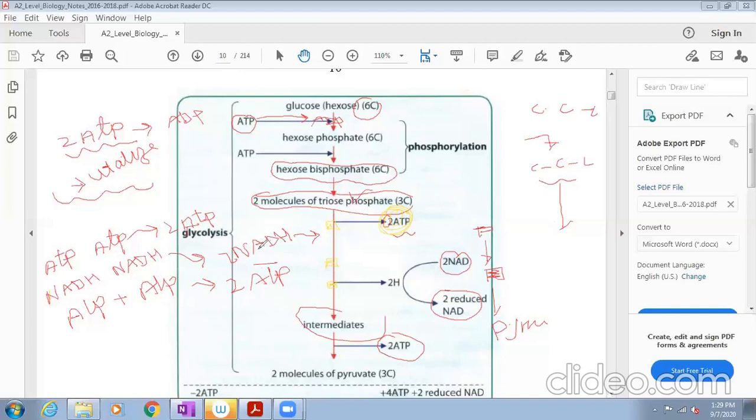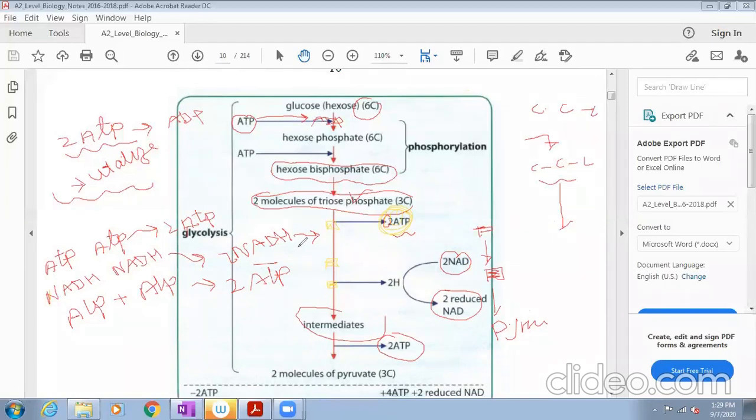Okay. Where will this NADH go? Anyone in the class, please? To the link reaction. Very good. Correct. Muhammad Khalid Jara, you are correct. It will go for oxidative phosphorylation. Right or no? So when it reaches oxidative phosphorylation, how many ATP will I get there?